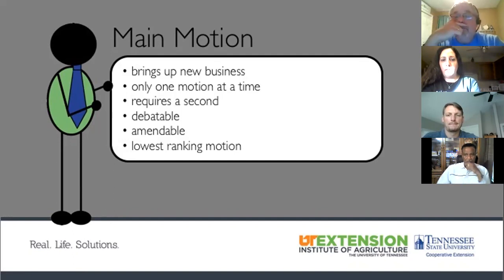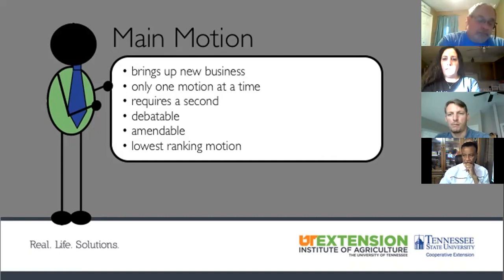A second means that we have at least two people in the group who are in favor of talking about it. Now, the person who makes the main motion should be in favor of voting for the main motion. The person who seconds it does not necessarily have to be in favor of the motion. They may want to second it just so we can discuss it. They may want to amend it or do something else to it. But the person who seconds a main motion does not have to vote in favor of it when it comes to a vote.